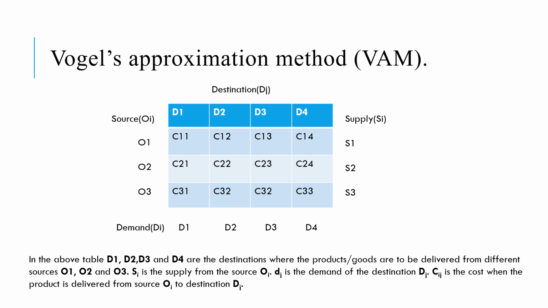This is the basic structure of the transportation problem. In the above problem, D1, D2, D3 and D4 are the destinations where the products or goods are to be delivered from different sources O1, O2 and O3. Ci is the supply from the source Oi. Dj is the demand of the destination Dj. Cij is the cost when the product is delivered from Oi to the destination Dj.